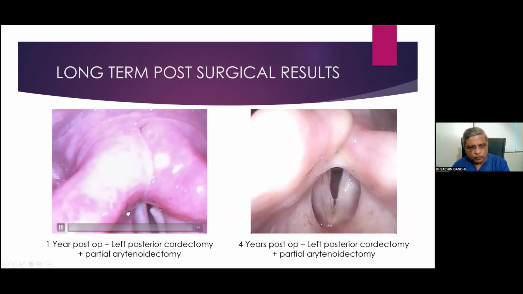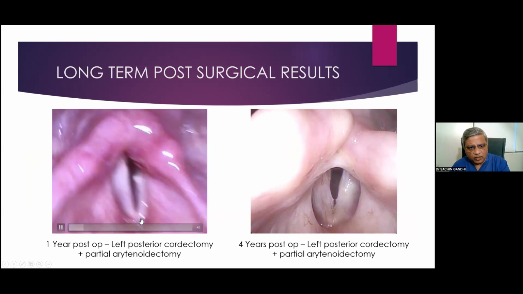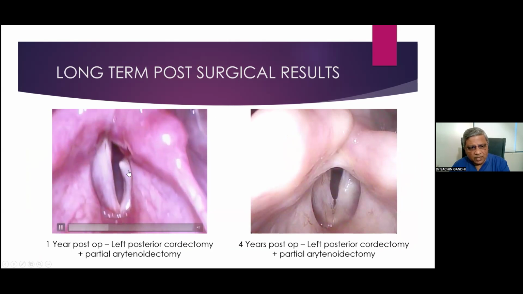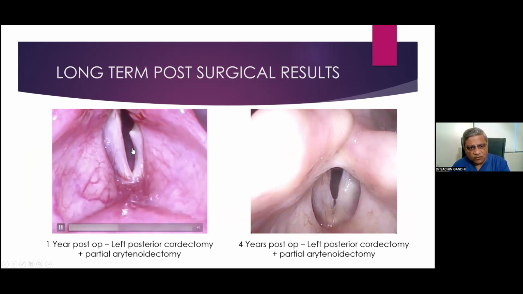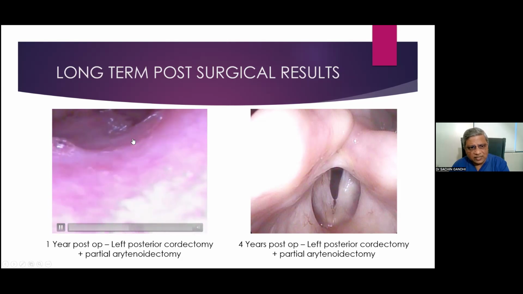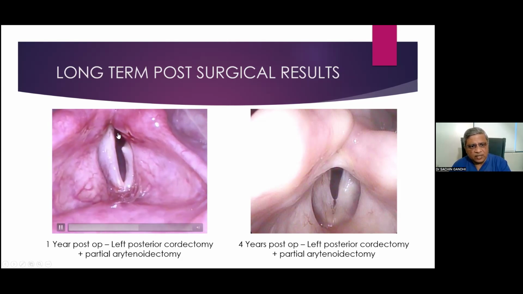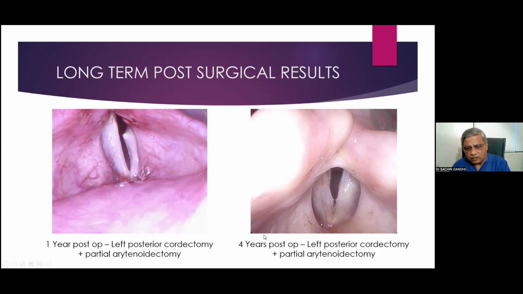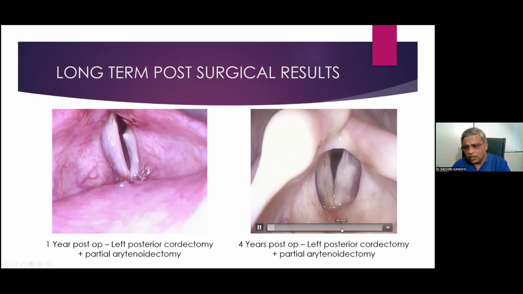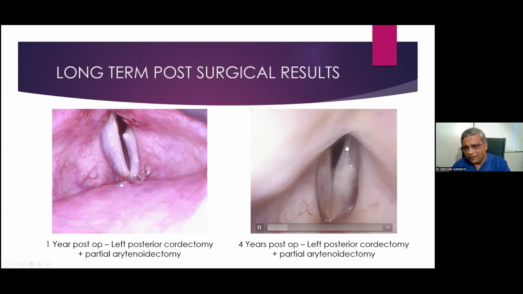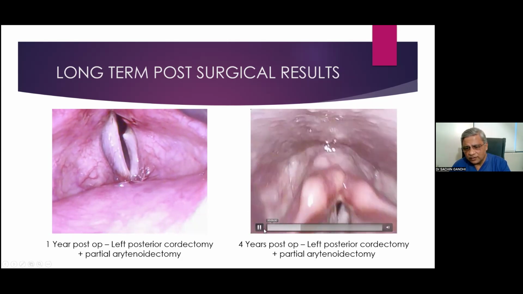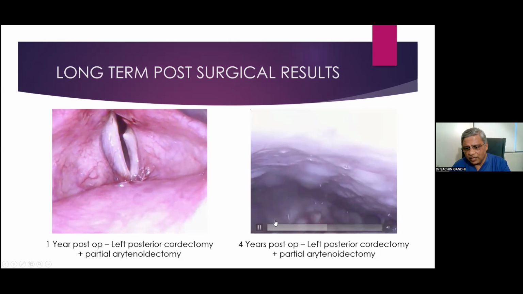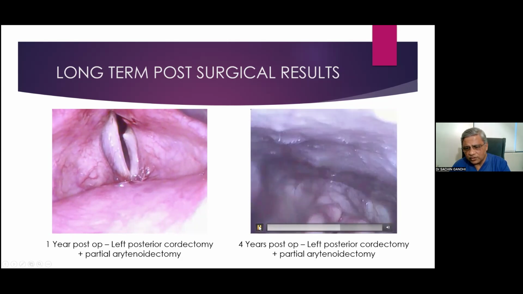So this is 1 year post-operative of a chordectomy for bilateral abductor palsy. So there is adequate airway available for breathing. So anterior one third or anterior half is intact to phonate, and posterior one third is giving good space for breathing. And what you see is good mucosal waves with good airway available in the posterior one third. So this is 4 years after the surgery. So adequate airway available with good mucosal waves and good voice.